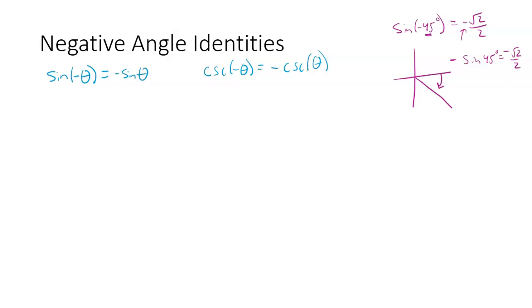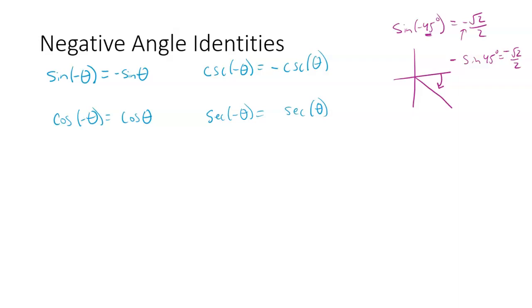For cosine, so cosine is an even function. So when you have a negative theta, it actually doesn't matter if it's negative or positive. It will always be the same as if you took the regular angle theta. And same thing with its reciprocal. So secant of theta is the same thing as secant of negative theta.